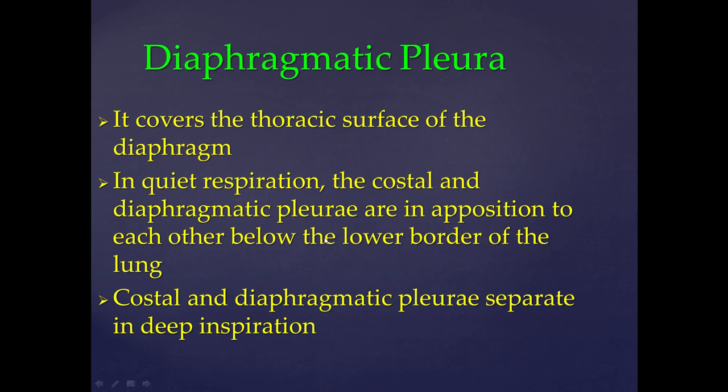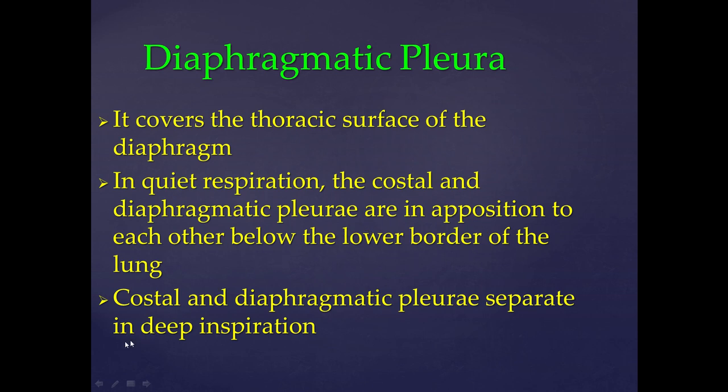So what is diaphragmatic pleura? We can study the detail now. It covers the thoracic surface of the diaphragm. In quiet respiration, the costal as well as the diaphragmatic pleurae are close together. They are in opposition to each other below the lower border of the lung.